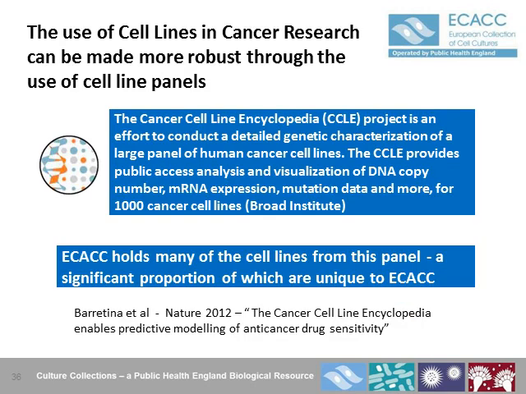Concerns over the suboptimal use of cell lines in cancer research, particularly the drawing of conclusions about specific tumour types based on research of a single or a few cancer cell lines, were partly addressed in the establishment of the Cancer Cell Line Encyclopedia by the Broad Institute.